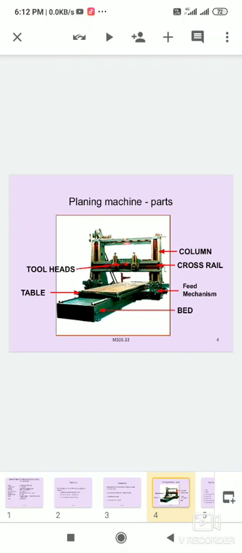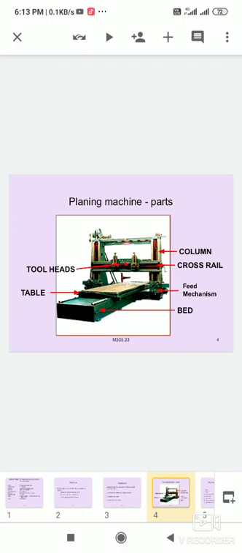It has two vertical columns and two horizontal cross rails. The cross rails are attached to the tool heads, and the tool heads are connected to the tools. There are a total of 4 tool heads and 4 cutting tools, which can perform planing operations on the sides and top face of the workpiece.